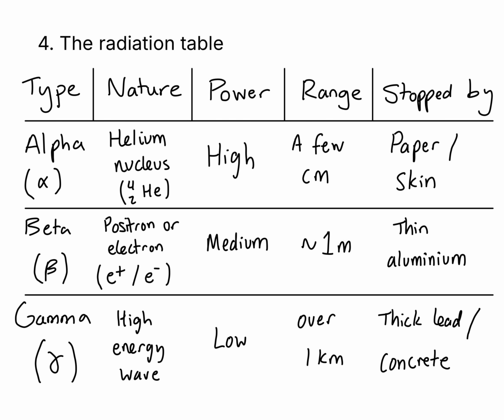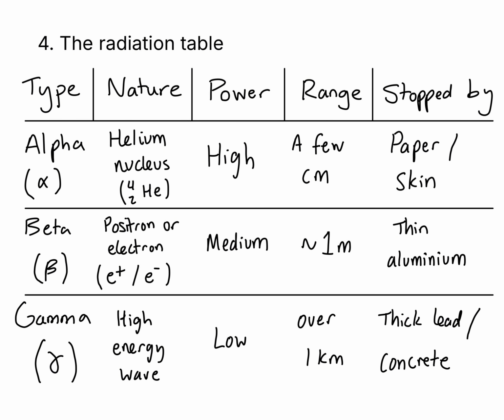Beta is a fast-moving electron or positron. Much smaller and lighter, so it ionizes less, but it penetrates further, about a meter of air, and it takes a few millimeters of aluminium to stop it. And gamma is a high-energy photon. No mass, no charge. It barely interacts, so it ionizes weakly, but it travels a very long way and you need thick lead or concrete to stop it.